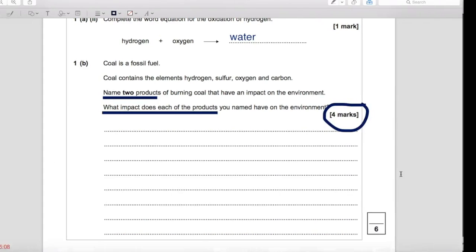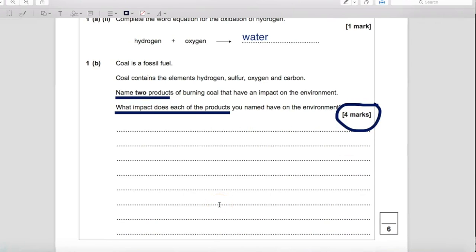It is really, really tempting to write as many things as you can, but the general rule of thumb I'd stick to is if it says 2 products, name 2 products. Be confident with it. Write a full answer, explain yourself as well as you can, and there's no reason you can't get those 4 marks. So how would I answer this question?